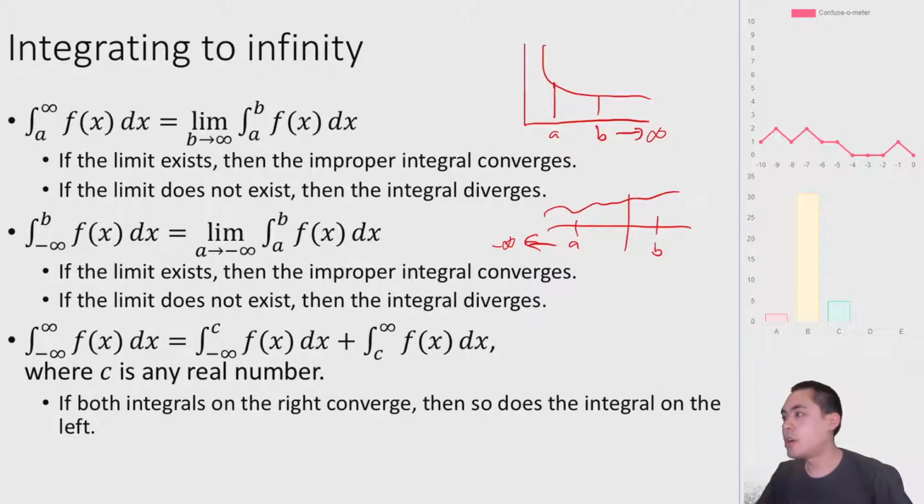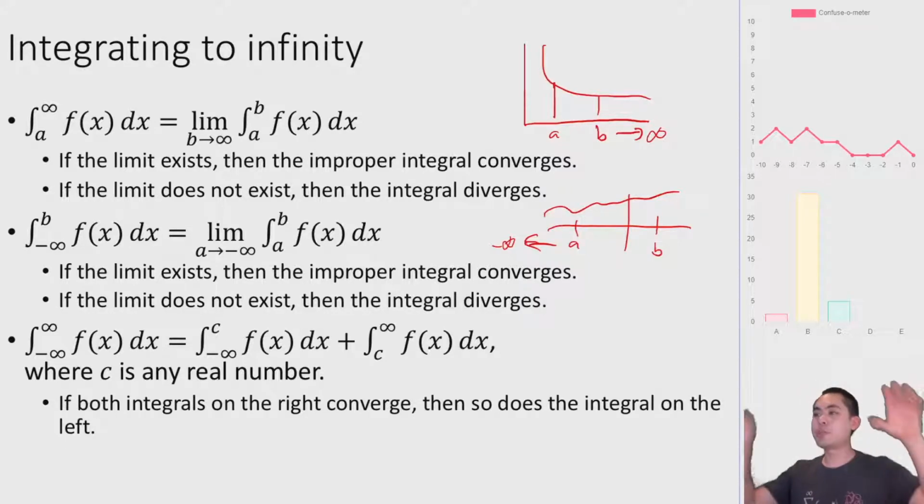Okay, so hopefully that answers your question, Anisha. But yeah, so what we mean here is sometimes these limits actually give you a number. And when those limits give you a number, well, then it makes sense to talk about integrating to infinity because you still end up with a real number.